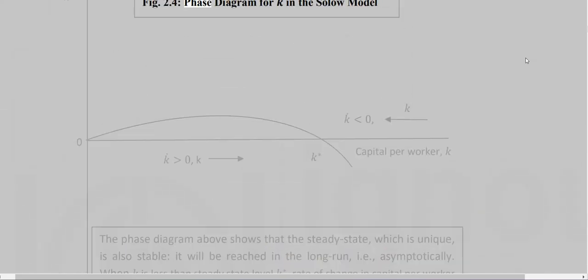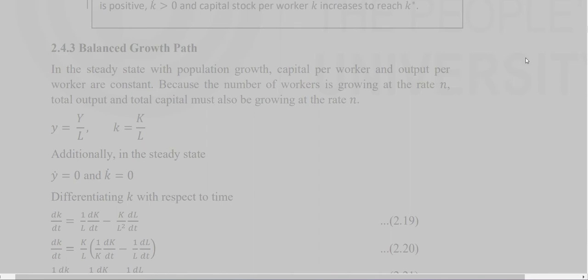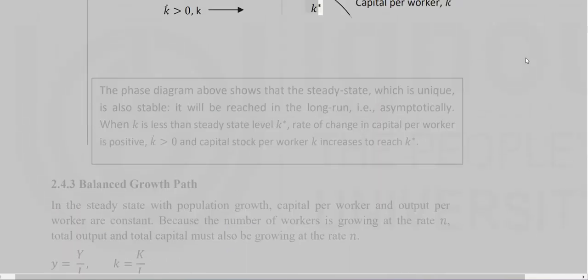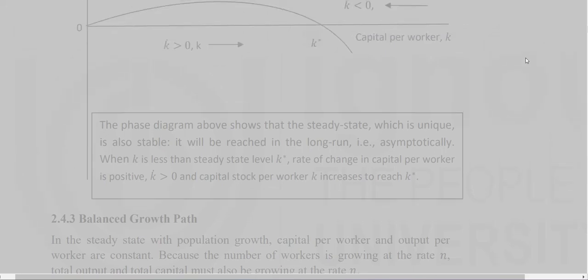Figure 2.4, phase diagram for k in the Solow model. The phase diagram above shows that the steady state, which is unique, is also stable. It will be reached in the long run, i.e., asymptotically. When k is less than steady state level k*, the rate of change in capital per worker k̇ is positive, and capital stock per worker increases to reach k*. Capital per worker, k*, k.